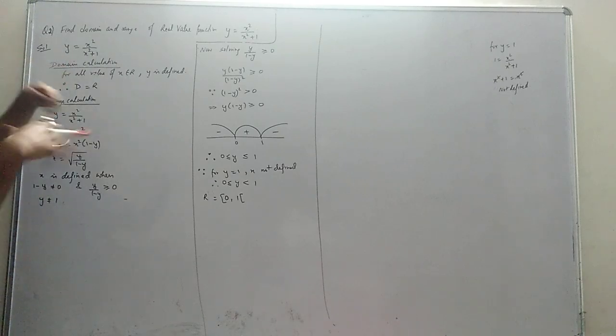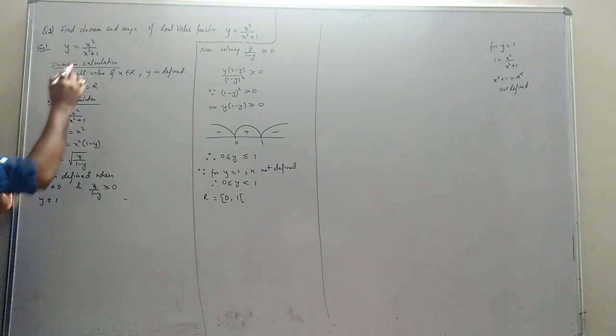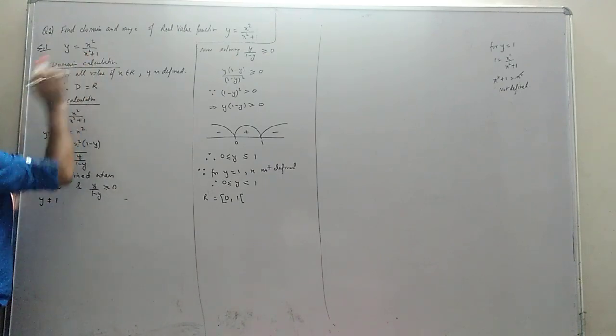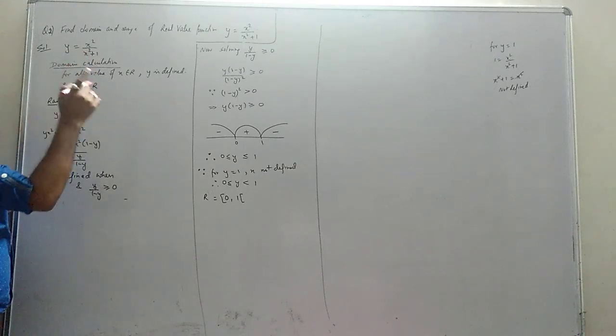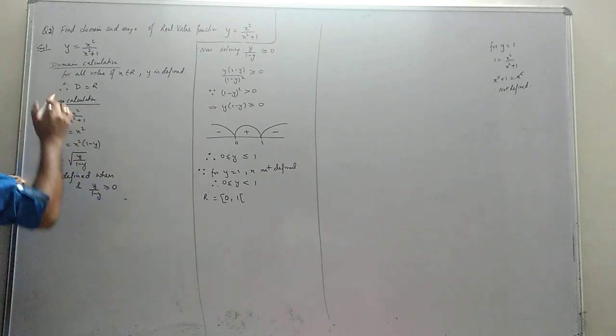That means y is always defined. Y's value, you will always get something. Understand? Why? Because we have plus square also as well as plus also. The square will help the negative term become positive, and this plus will already be positive. So that's what I have written here.